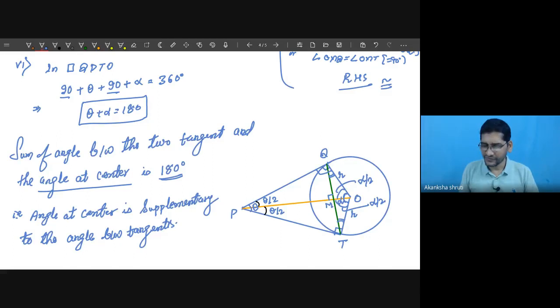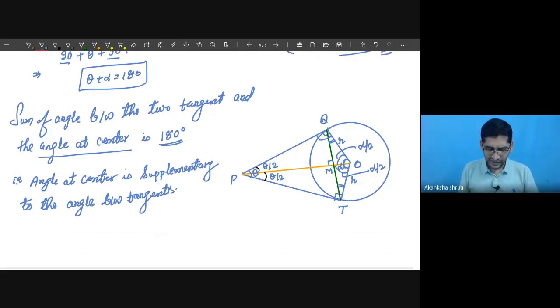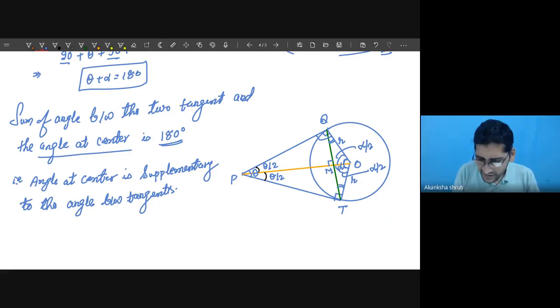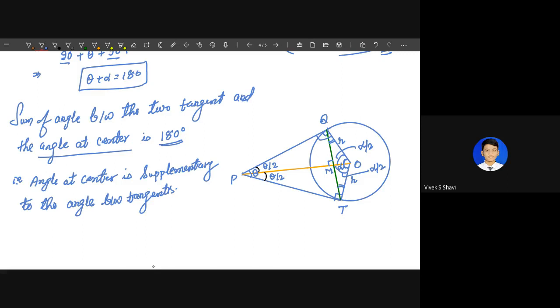Okay, students? Any doubt? Sir, what is PQOT as a triangle? P, Q, O, and T. This angle. Sir, P, it can also be a triangle, no? If R, 2R, its diameter.